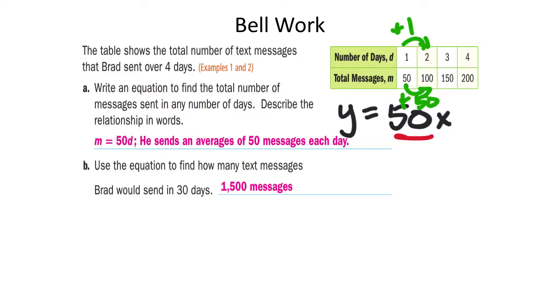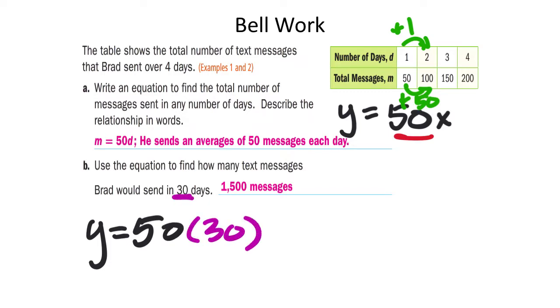So to use the equation to figure out how many messages you would send in 30 days, y equals 50, but now instead of x, it's just 30 right here. So 50 times 30, that's where we get the 1,500 from. But don't forget to label that because it is a word problem. It should be labeled in messages.